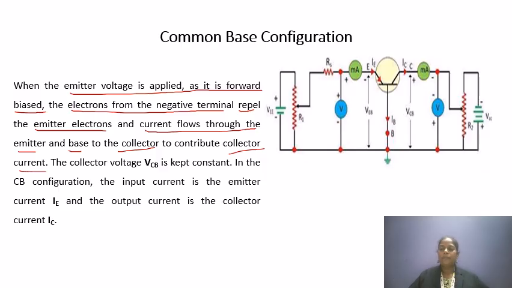Next is the PNP transistor: P, N, P. We already discussed that junction J1 is forward biased. So positive is connected to positive, so junction J1 is forward bias.